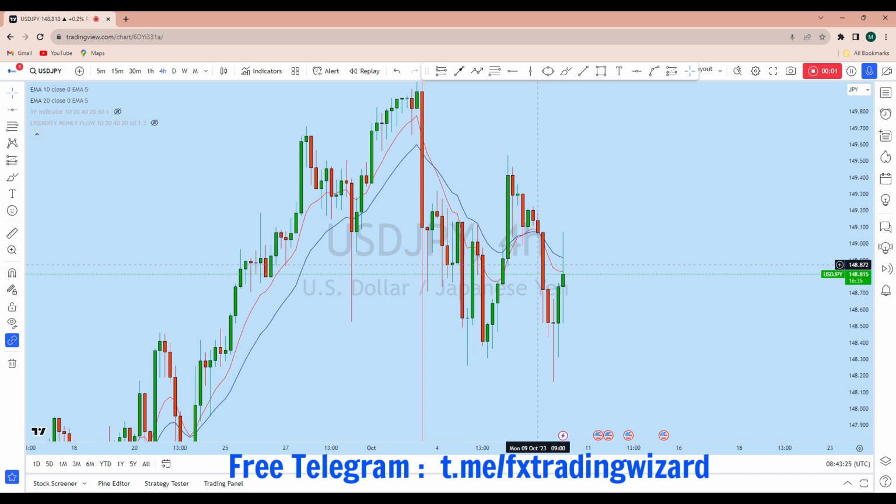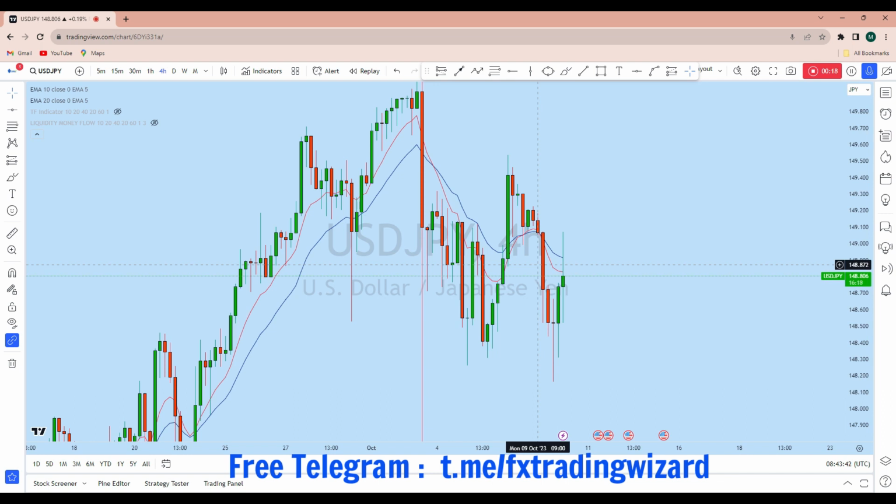Hello trader, I'm going to do a complete multi-time frame analysis on dollar yen. Let's see what kind of trading opportunity we currently have in this instrument. From the lower time frame, we can see that dollar yen is currently showing a significant trading opportunity.